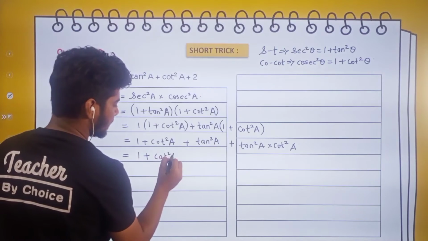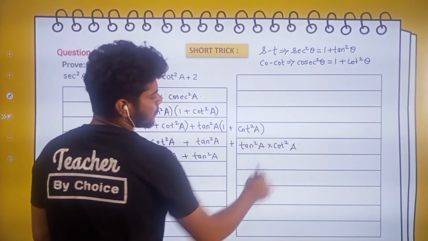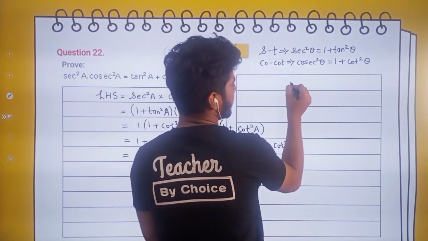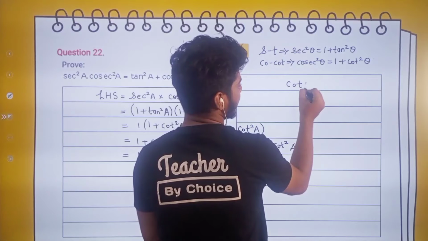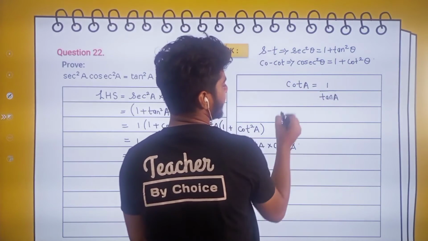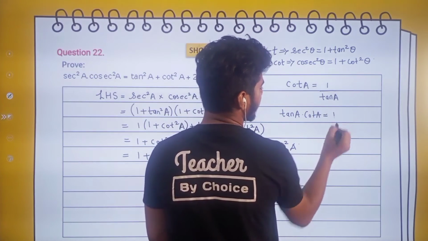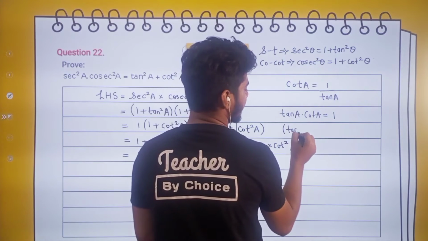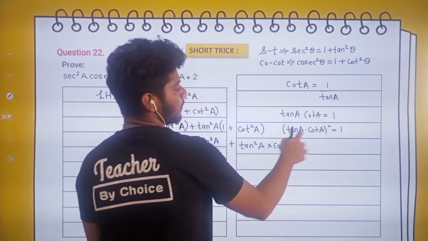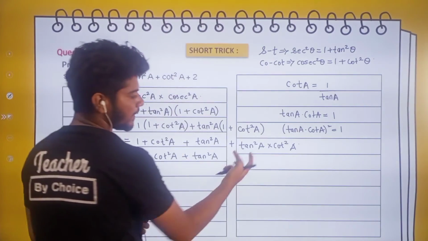cot square A, plus tan square A. What is tan square A into cot square A? It is 1. See, I will tell you how. If you remember, in the previous sum I told you cot A is equal to 1 by tan A. Right? Tan A into cot A is equal to 1. Squaring both the sides, what will I get? Tan A into cot A, the whole square is equal to 1. Whole square means tan square A into cot square A, its value is always 1. Always remember.